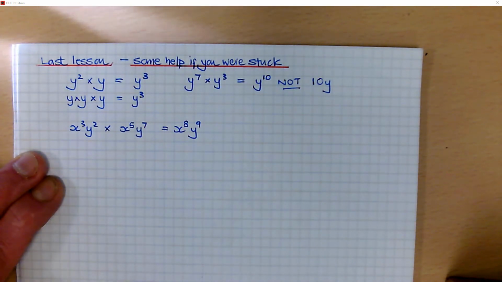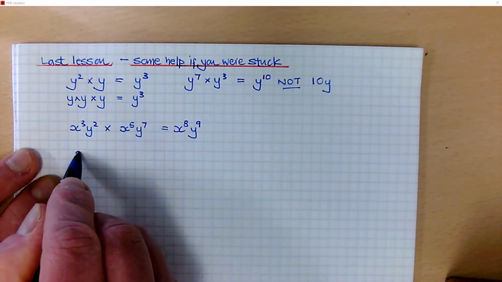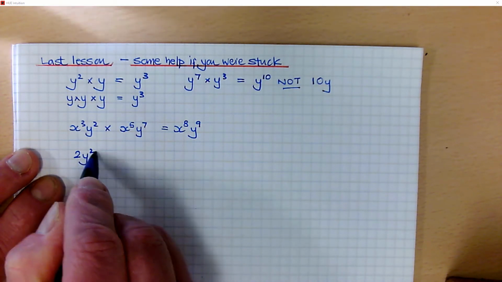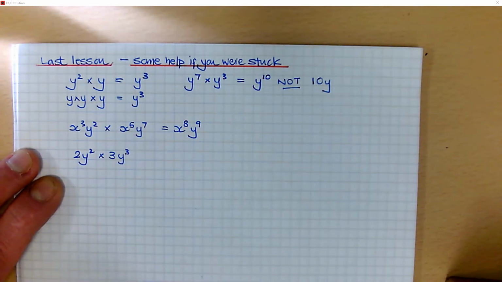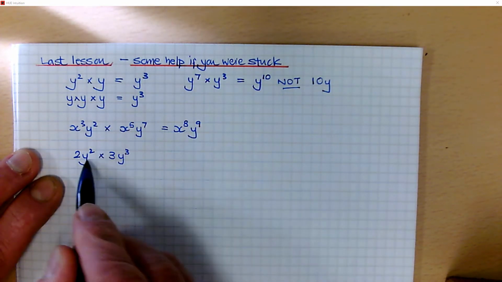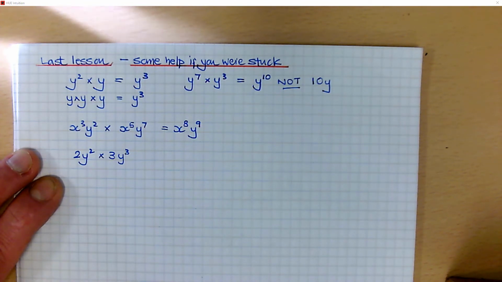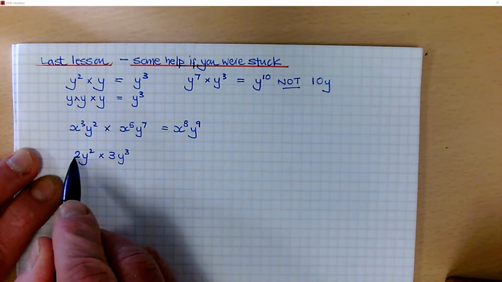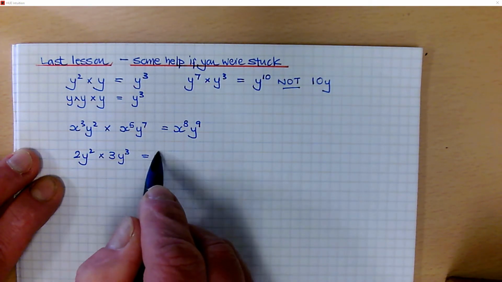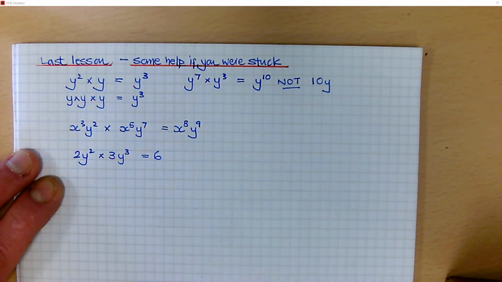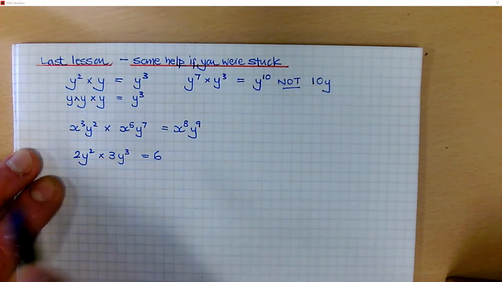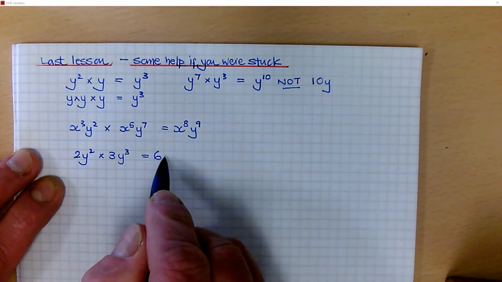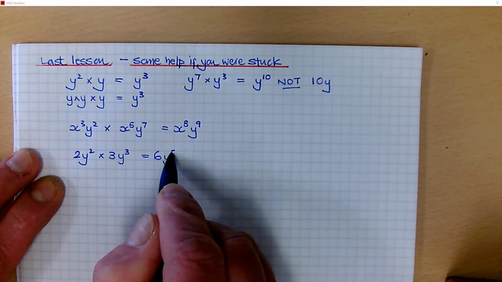So that's just letters. What if we start to introduce some numbers? What if I did this: 2y squared times 3y cubed. Just like we did with these letters here, you keep the letters and the numbers separately. So let's look at the numbers. Multiply those. 2 times 3 is 6. We don't add those numbers. They're just normal numbers and they're being multiplied. So 2 times 3 is 6. And y squared times y cubed, add the powers, y to the power of 5.